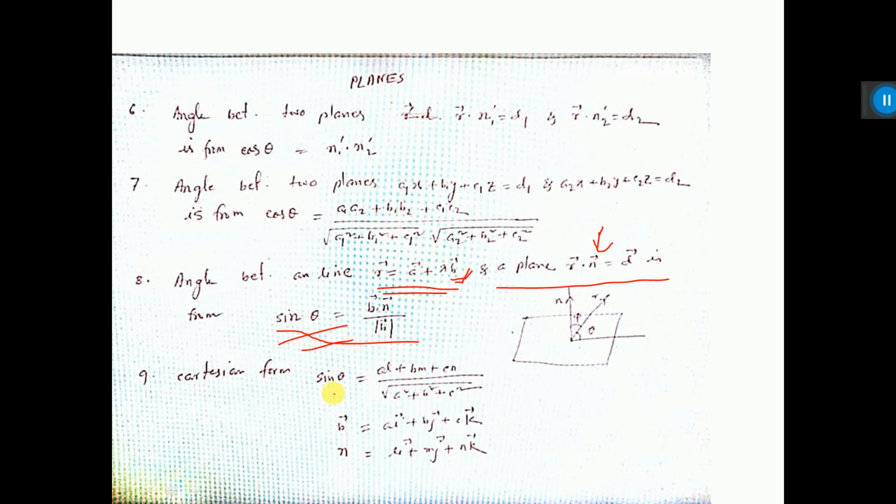Now the Cartesian form will be al plus bm plus cn by root over of a square plus b square plus c square. Actually from here only it is coming. If you take the dot product of b and n vectors, then this will come, and the magnitude of b you will see is this only, a square plus b square plus c square. I think you have understood.